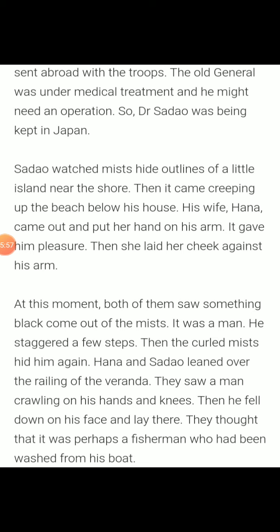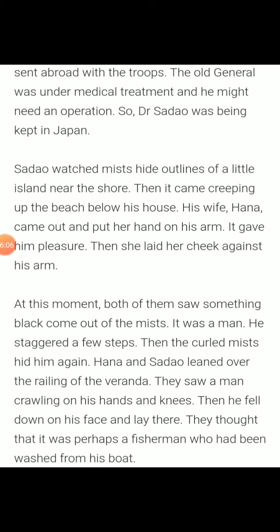Hana and Sadao leaned over the railing of their veranda. They saw a man crawling on his hands and knees. Then he fell down on his face and lay there. They thought that it was perhaps a fisherman who had been washed from his boat.